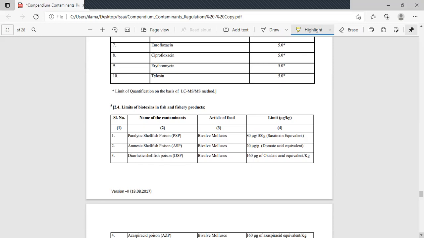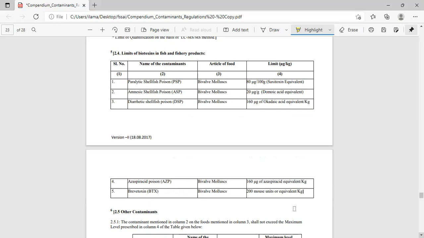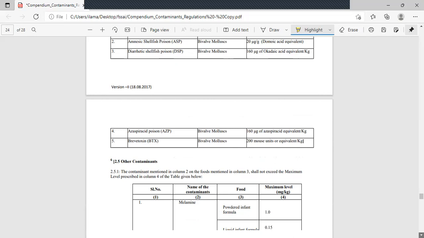And the biotoxins, please note what biotoxins are present in fish and fishery products: paralytic shellfish poisoning, amnesic shellfish poisoning, diarrhetic shellfish poisoning, azaspiracid poisoning, and brevetoxin, and their maximum limits per microgram per kg.